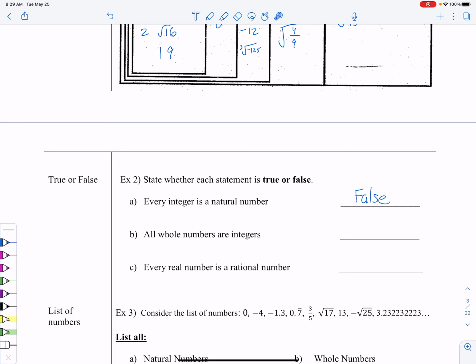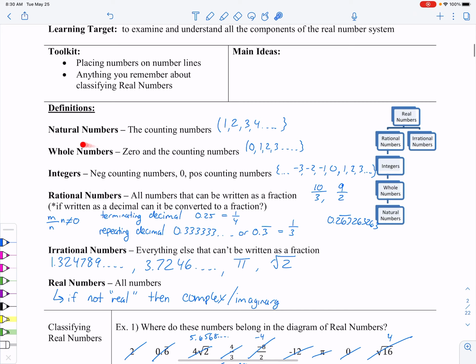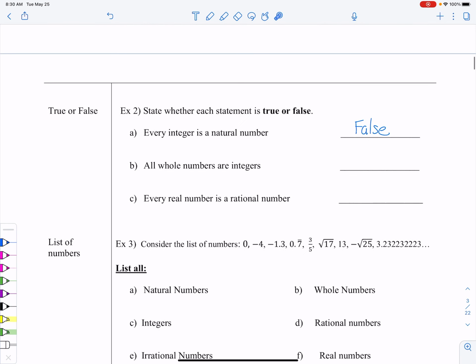The next one says all whole numbers are integers. Okay, so here we have whole numbers, 0 and the counting numbers, and then we have integers, negative, 0, and the counting. All right, that one sounds good. So that's true.